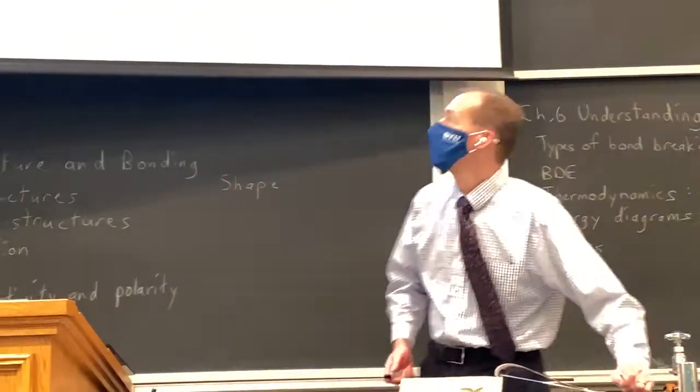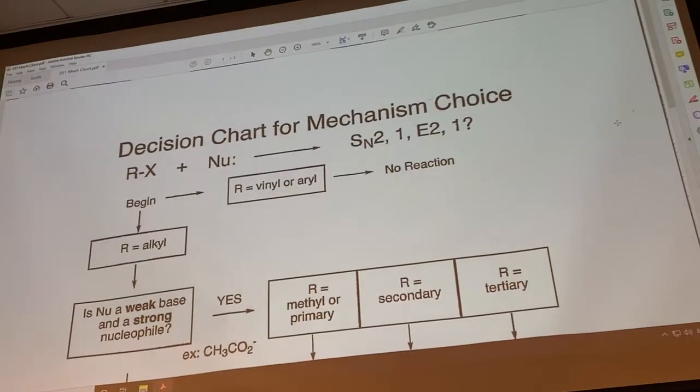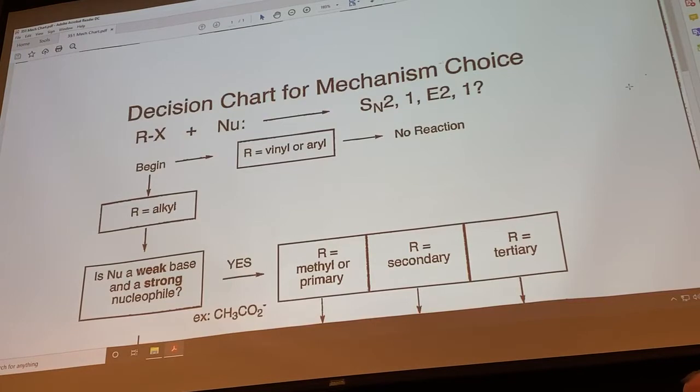So let's take a look at the flow chart, the mechanism chart that we went over in class. Remember, this mechanism chart is available on Learning Suite. So I would encourage you to review it as, in my opinion, it provides an excellent way of reviewing the topics of substitution and elimination and being able to predict which reaction or reactions will occur.